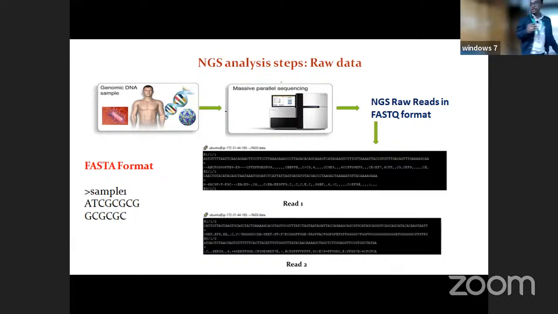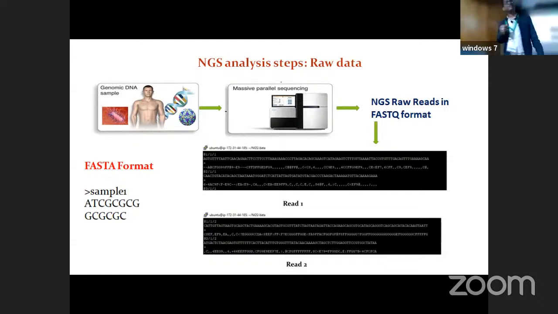So there will be 4 lines for each read. First line is the header line, second line is the actual sequence line, third line is a plus symbol that is called the separator line, and fourth line is the quality line. That's why it is called FASTQ format: FASTA plus quality. That's why it is called FASTQ format.